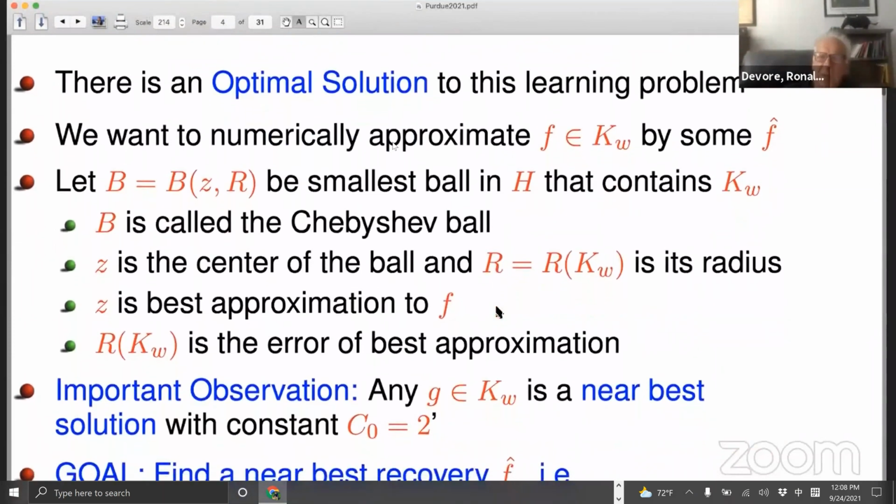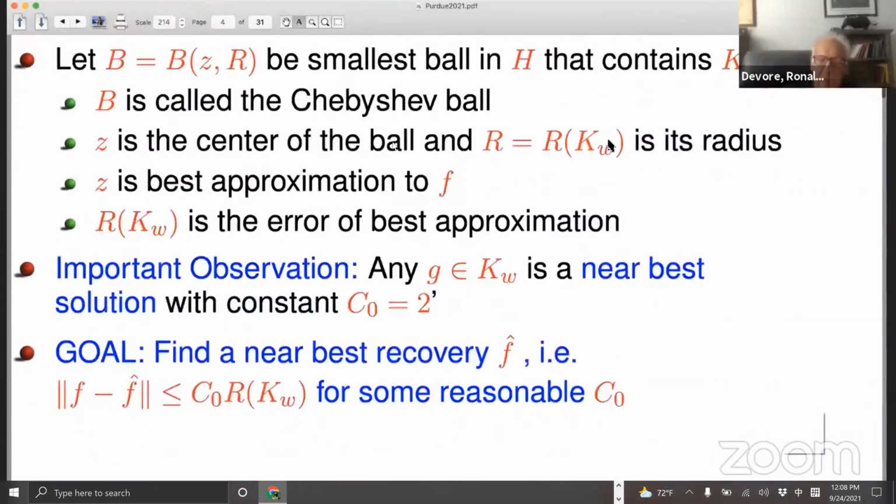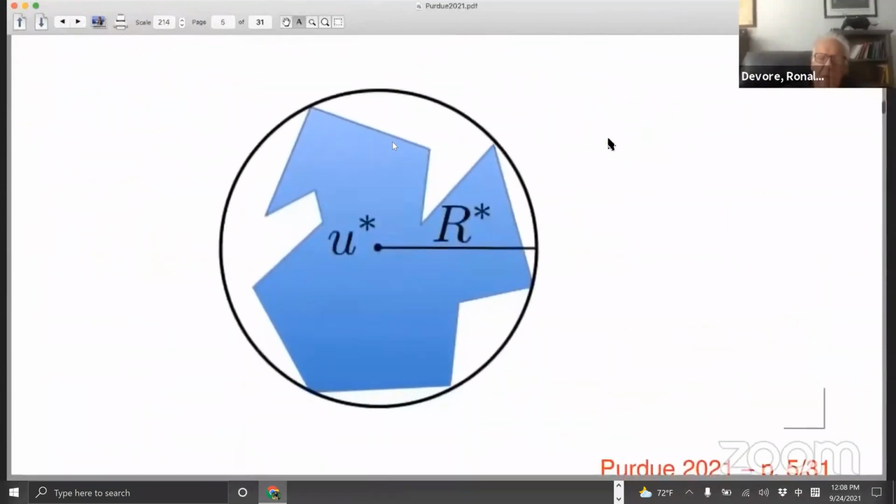That is the best approximation, f hat, you can give to f, given that f is any one of these functions in KW. And it's most easily explained by a graphic here. So let's let KW be this blue set. So the blue set here in this graphic indicates all functions. So this is in my Hilbert space, all functions that satisfy the data and lie in K. So this is the set KW.